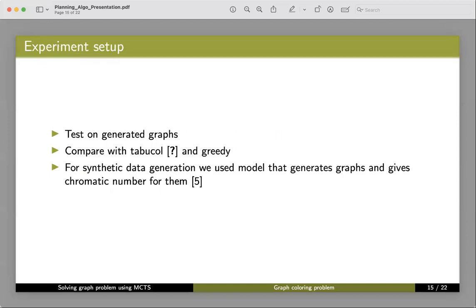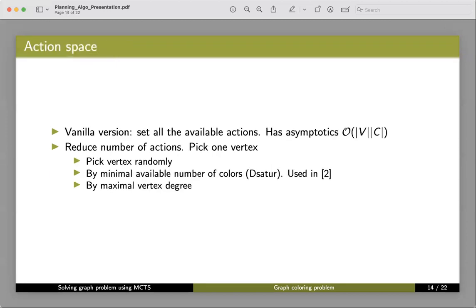Previous slide, please. So we have the ability to pick the vertex randomly, or we can pick the vertex by minimal number of available colors, and that's the policy that was used in the paper. And we can pick the vertex by maximal vertex degree, and this policy is usually used in the sorted greedy algorithm.